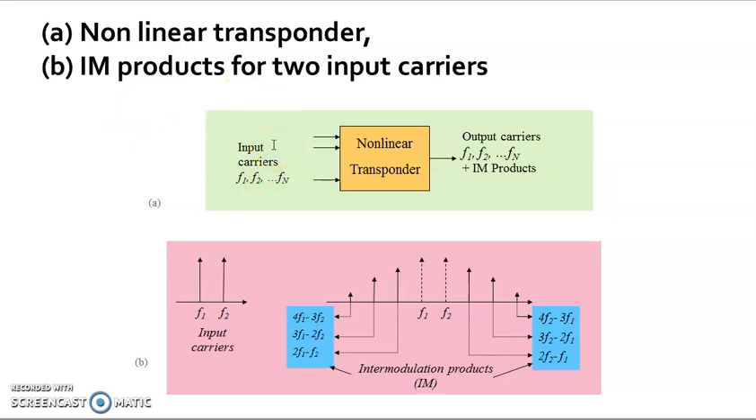Now suppose here, in a figure, you can have multiple carriers. These are F1, F2, Fn, and we have the output carriers with the intermodulation products at the output of the transponder. Transponder means what? A non-linear amplifier, where it generates the output carriers, F1, F2, Fn, and their intermodulation products.